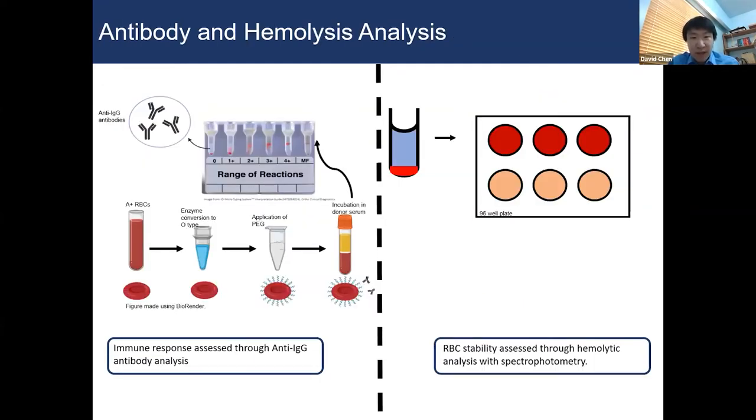Shown on the left, we assessed human IgG antibody binding through incubating red blood cells in donor serum of different blood types. And we scored this using clinically standard gel cards that contain antibodies that bind to human IgG, with a score of 0 indicating no IgG binding. And we also assessed the initial stability of these modified cells through determining hemoglobin released immediately after modification using spectral photometry. And moving on to the next slide.